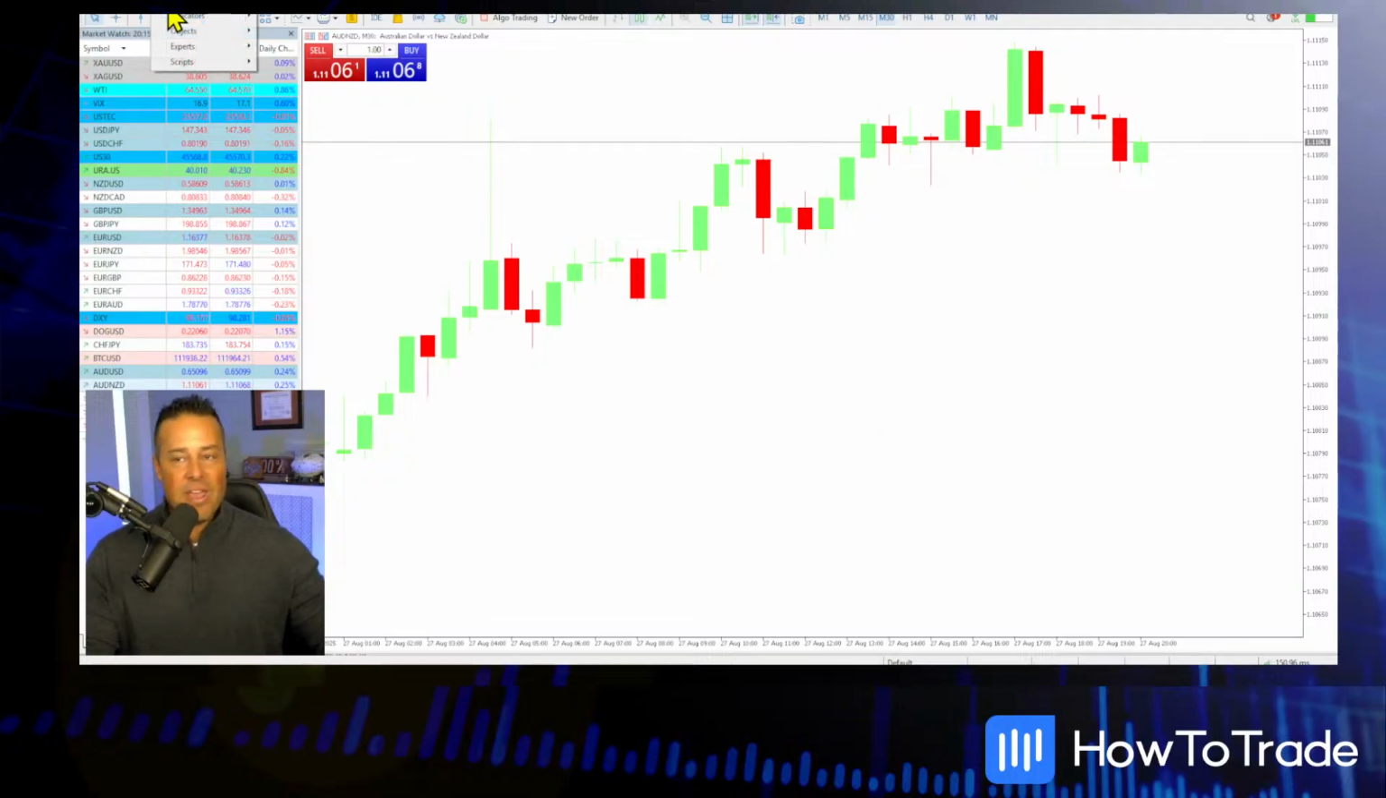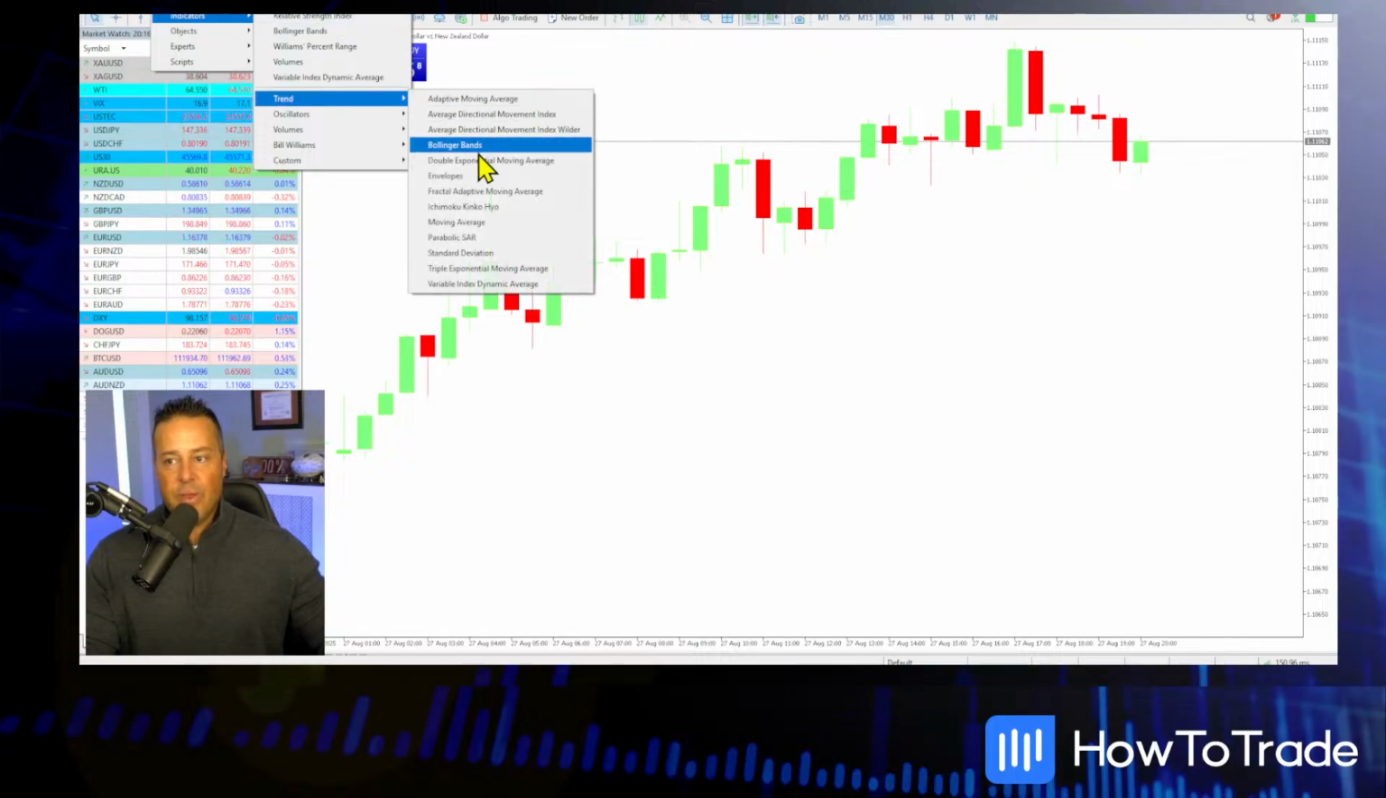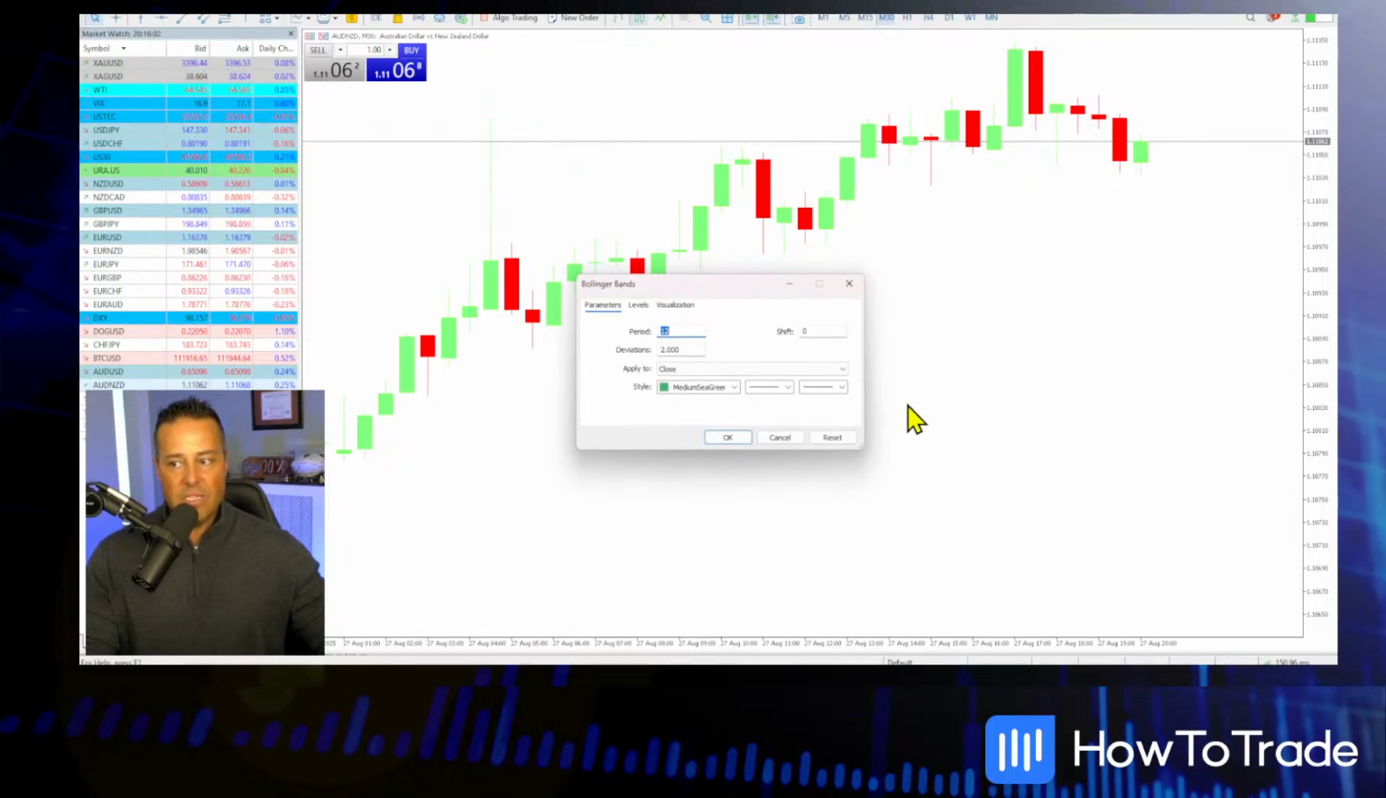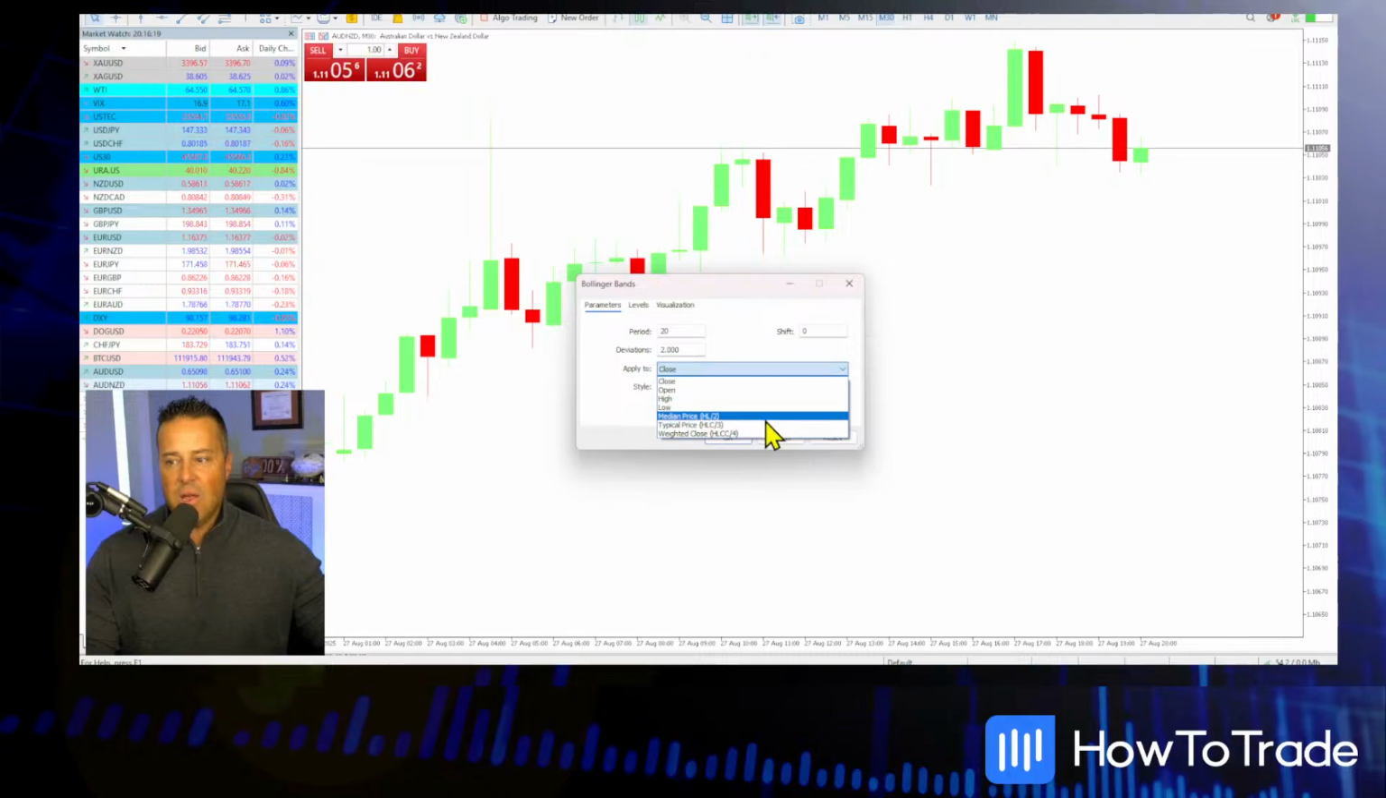You're going to go up there to Insert. Drop down, go to indicators, go to trend, and you're going to go right there to Bollinger Bands. Give Bollinger Bands a click, and you'll see right here, this is still set up from our Piranha. Deviations are 2.0. I got to go to standard deviation here in just a second. I forgot that. We're going to go right here to period. Let's just go ahead and let's go to 20. Standard deviation, let's leave that at 2, and we can go ahead and apply that to the close, or we can go with the median price. Let's go to the median price.